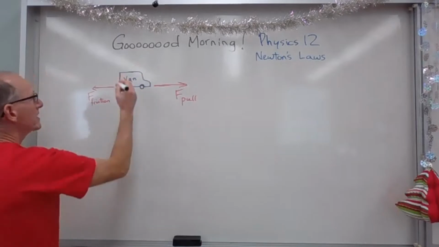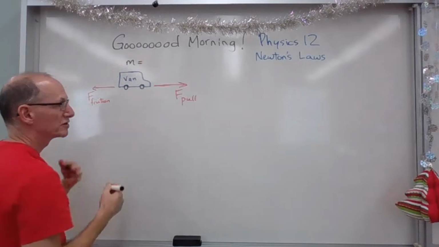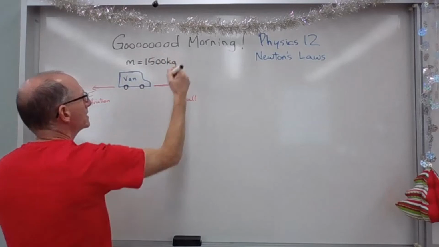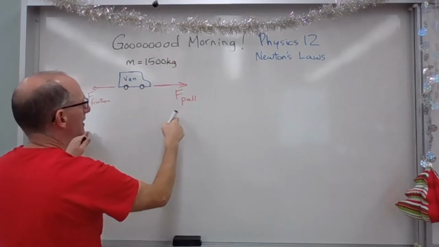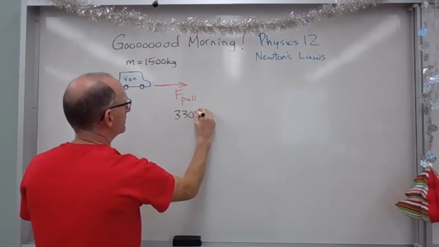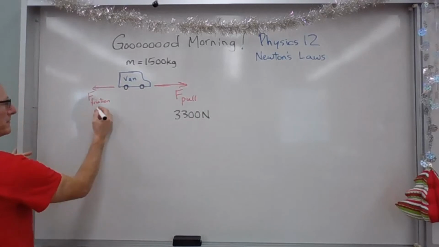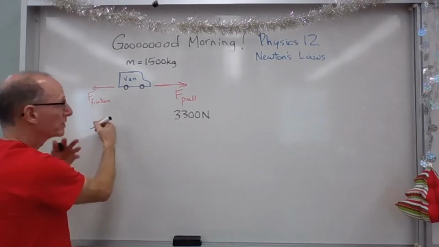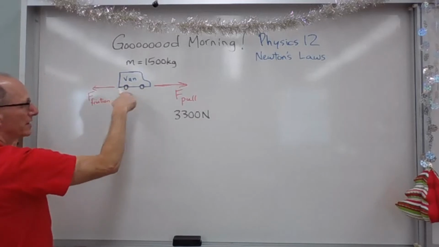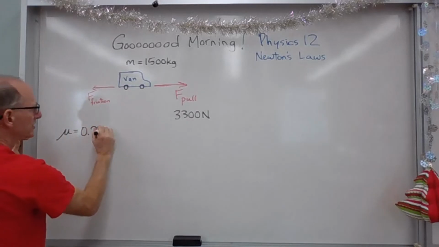So here are some numbers. We've got a mass of the Caravan, m, equal to, we'll just go with round numbers, 1,500 kilograms. And we've got a pulling force here of, let's say, 3,300 newtons. And we'll say that we don't know what the friction force is yet, but we'll say that the coefficient of friction with the tires and the gravel is, let's say, 0.25.